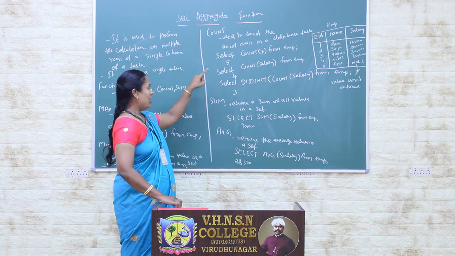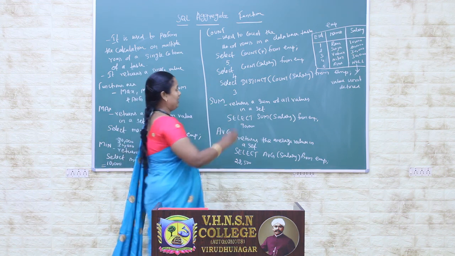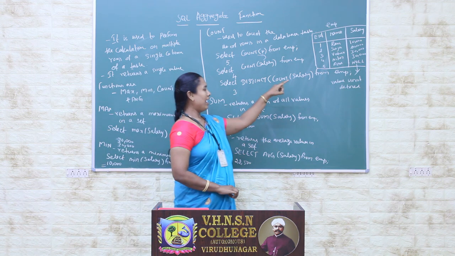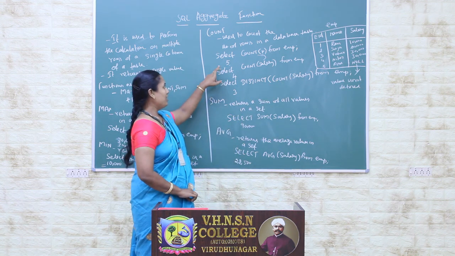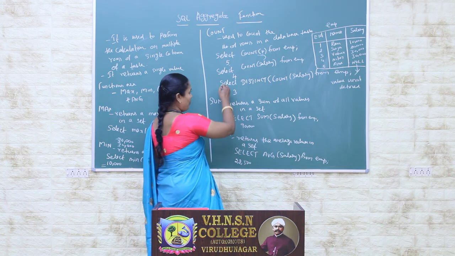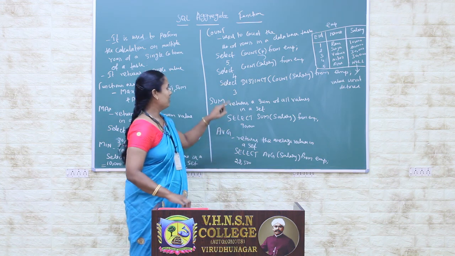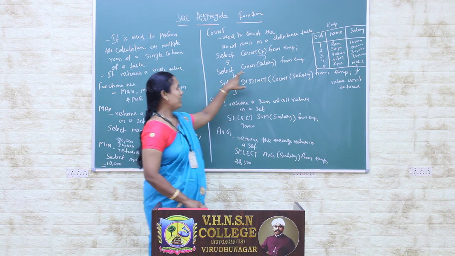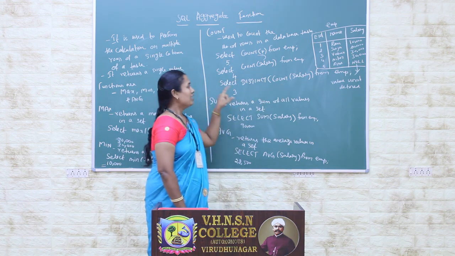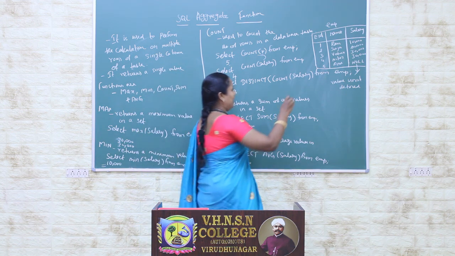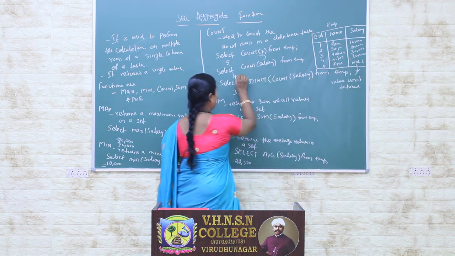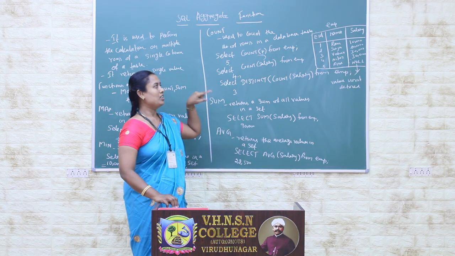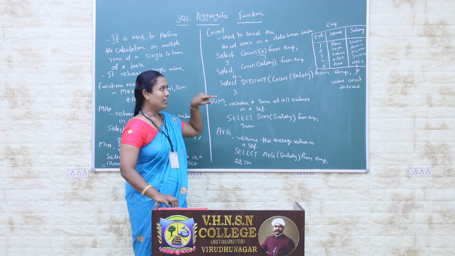So, select count of star from EMP. Count star counts the number of rows in the particular table. In this table I have only 5 rows, so the output of this query is 5. Next, I can use the salary field for the count option: select count of salary from employee. This produces the output for only 4 rows. Why? Because the null value is not taken as one of the row values.